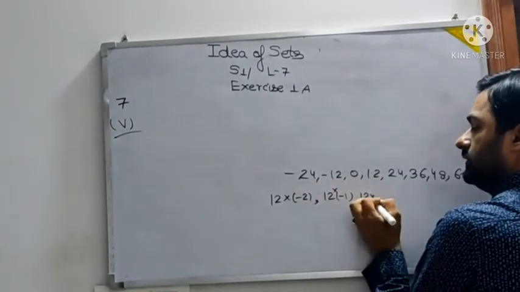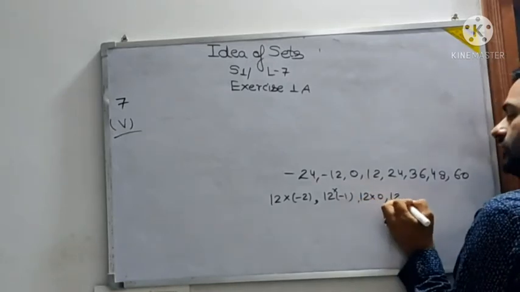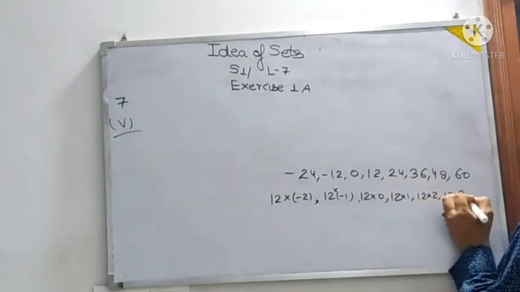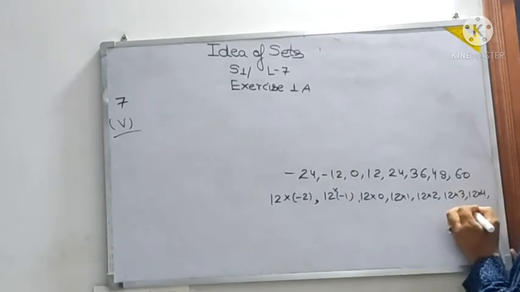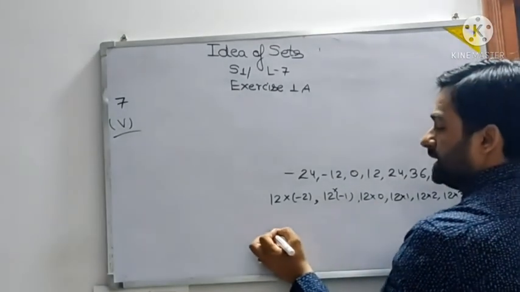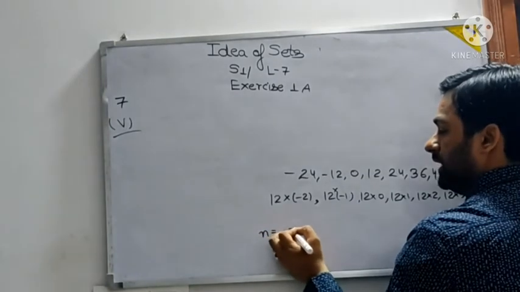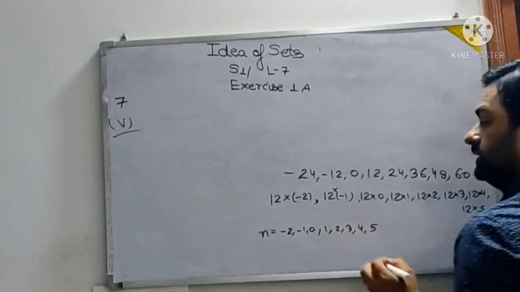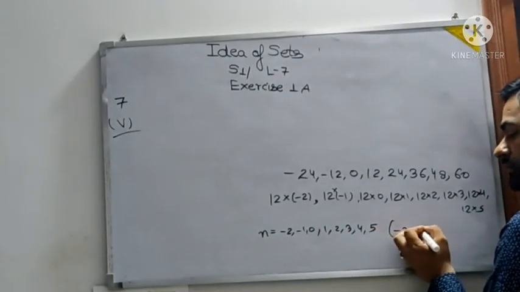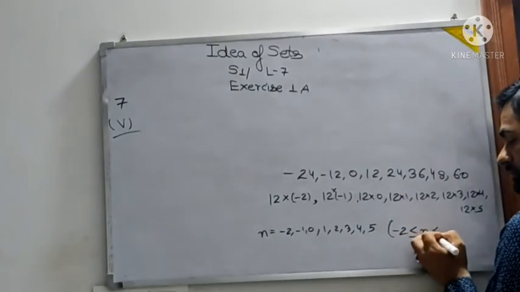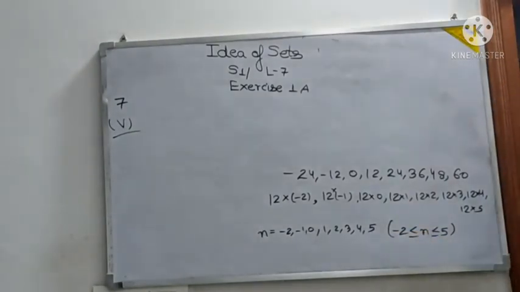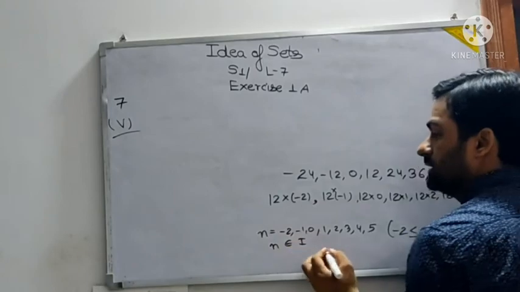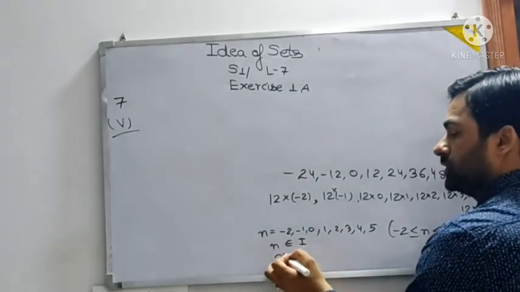Then third is 12 into 0. Fourth is 12 into 1. Fifth is 12 into 2. Then 12 into 3. Then 12 into 4. Then 12 into 5. That means, what pattern are we getting? We are getting n equal to minus 2, minus 1, 0, 1, 2, 3, 4 and 5. So n varies from where to where? From minus 2. Now, can I say this is the set of integers? So n belongs to the set of integers. Now, since 12 is common everywhere, can I write x equal to 12n?